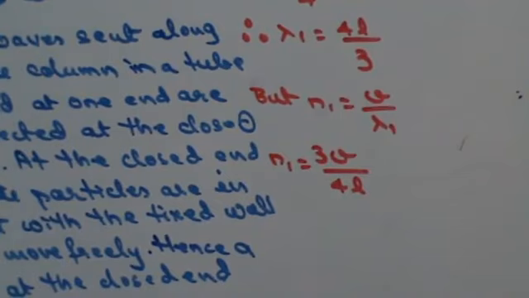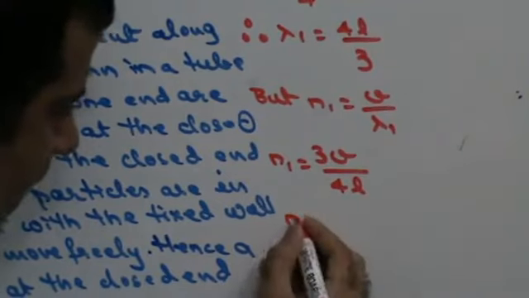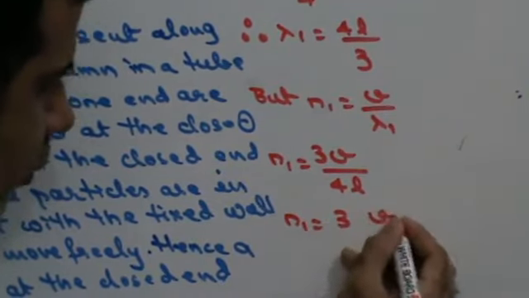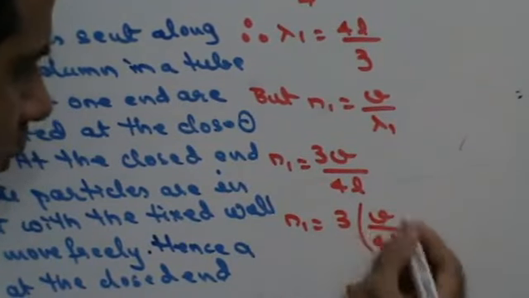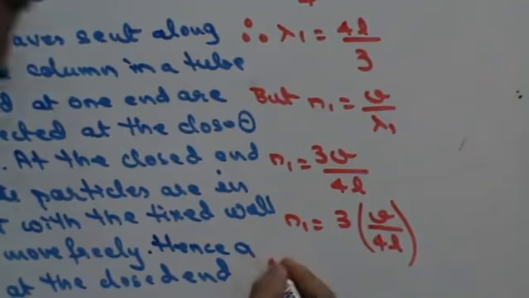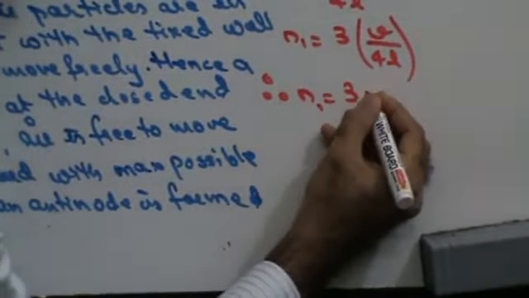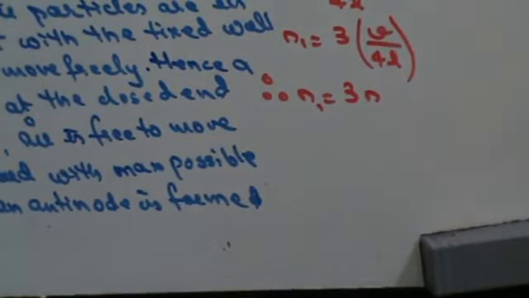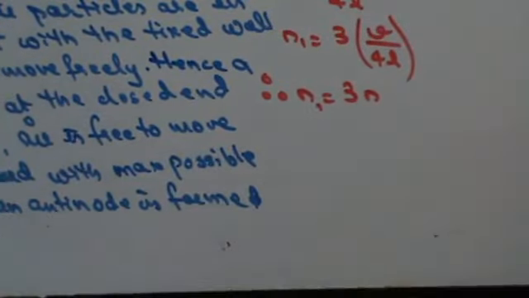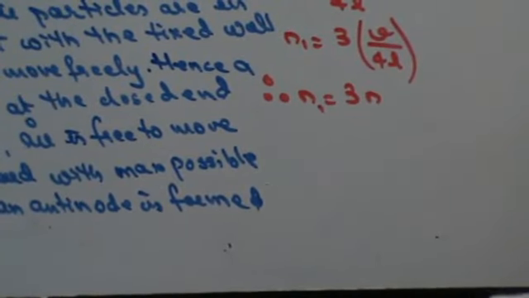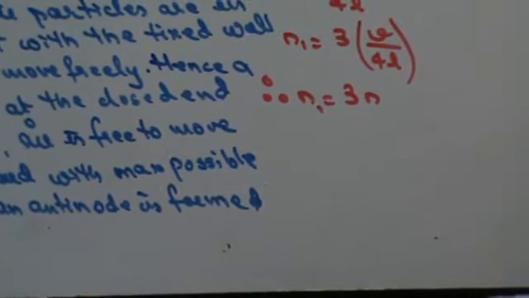Now this can be written as n1 is 3 into V by 4L. But what is V by 4L? V by 4L is nothing but the fundamental frequency. Therefore, the frequency will be 3 times the fundamental frequency. In this particular mode of vibration, if you divide the tube into 3 equal parts, then the frequency will be 3 times the fundamental frequency. Let's try to see one more mode of vibration.